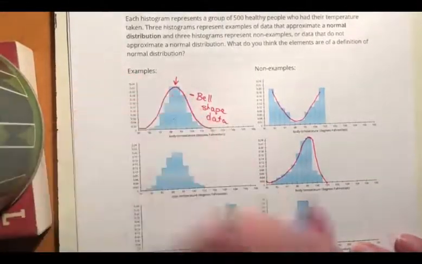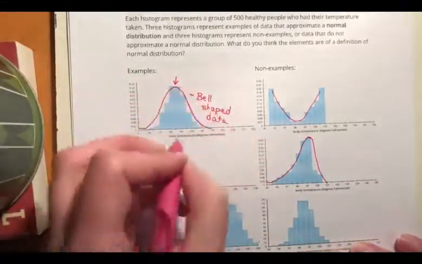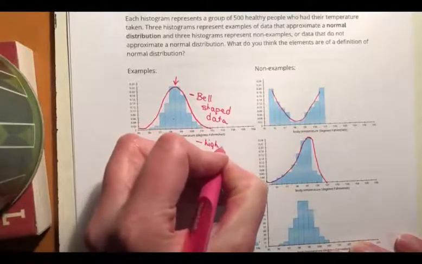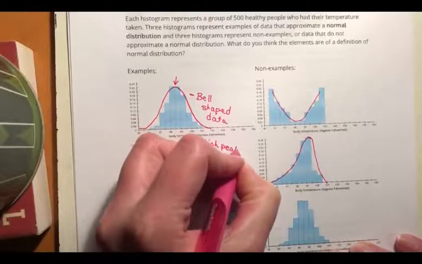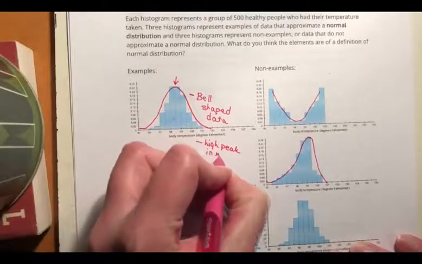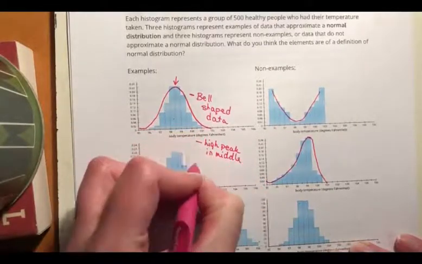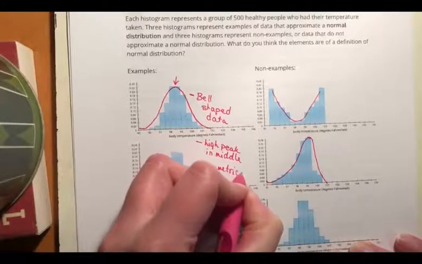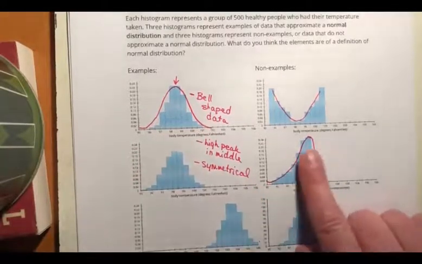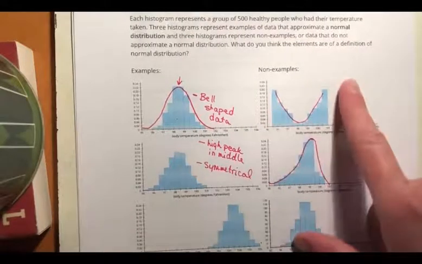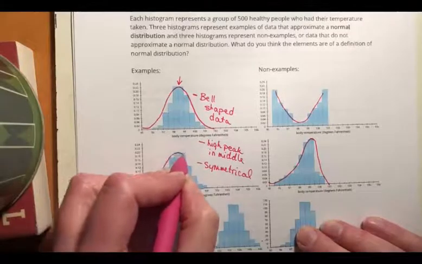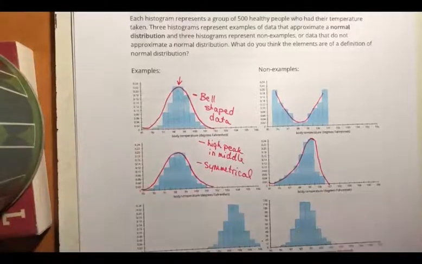So not only are we looking for bell-shaped data, we're looking for a high point in the middle, right? A peak of our data in the middle, and it's very symmetrical. All right, this one is a little off balance, this one's upside down. This guy also has that same really nice bell-shaped curve going on to it.